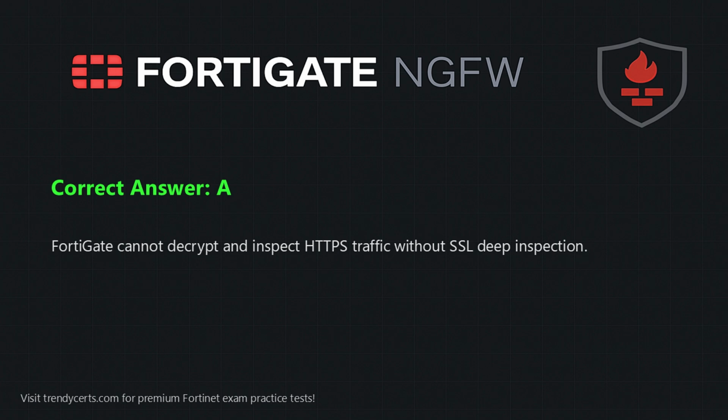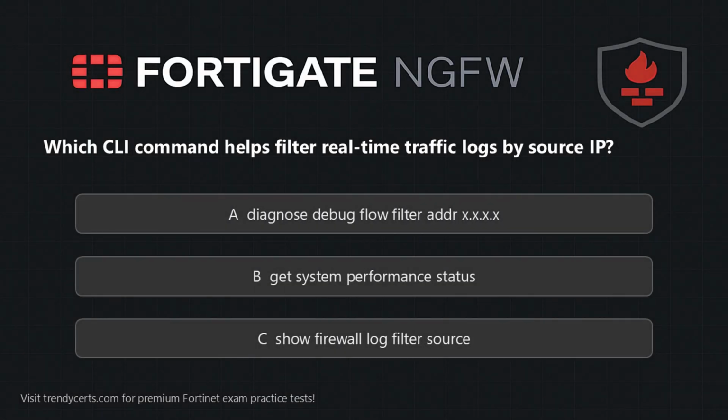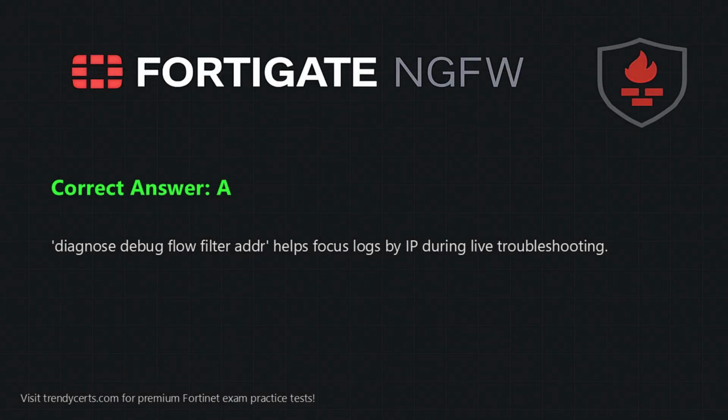words within encrypted pages. Which CLI command helps filter real-time traffic logs by source IP? Option A, diagnose debug flow filter addr XXX. Option B, get system performance status. Option C, show firewall log filter source. The correct answer is option A, diagnose debug flow filter addr XXX.